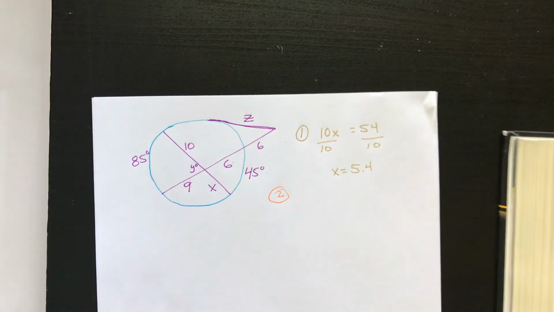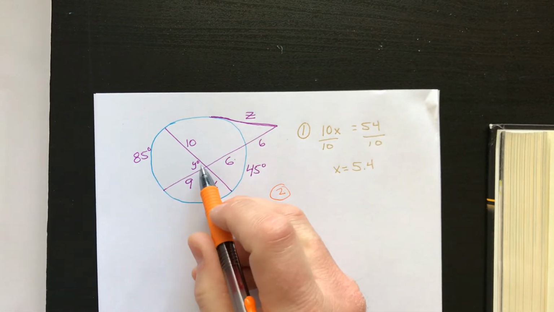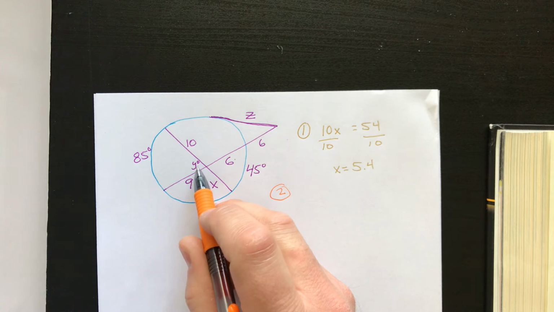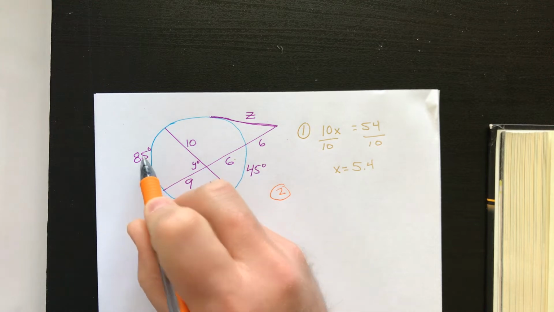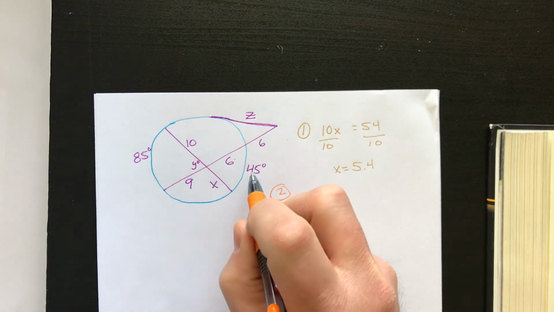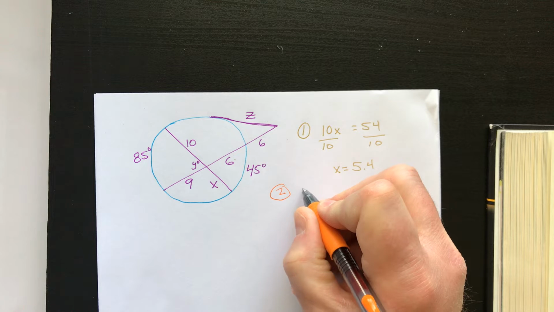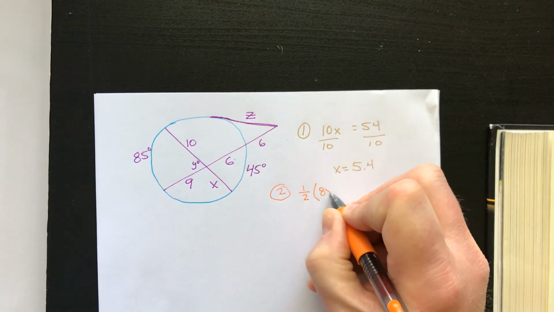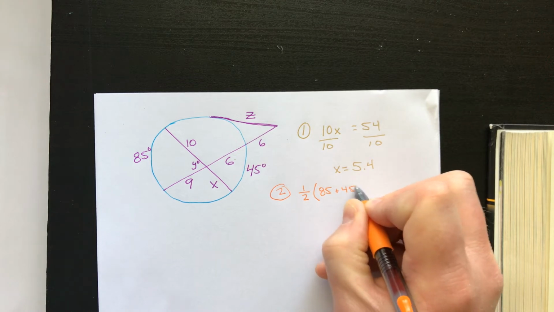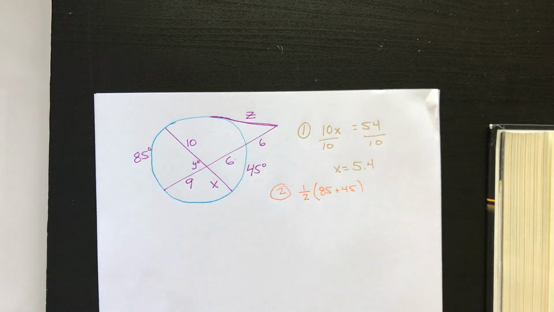So here is the angle that we're solving for. We need to add the two arcs that are being cut off, 85 and 45. So it's 1/2 times 85 plus 45. All right. Now remember, it's 85 plus 45. We're adding the two arcs because the intersection is inside of the circle.